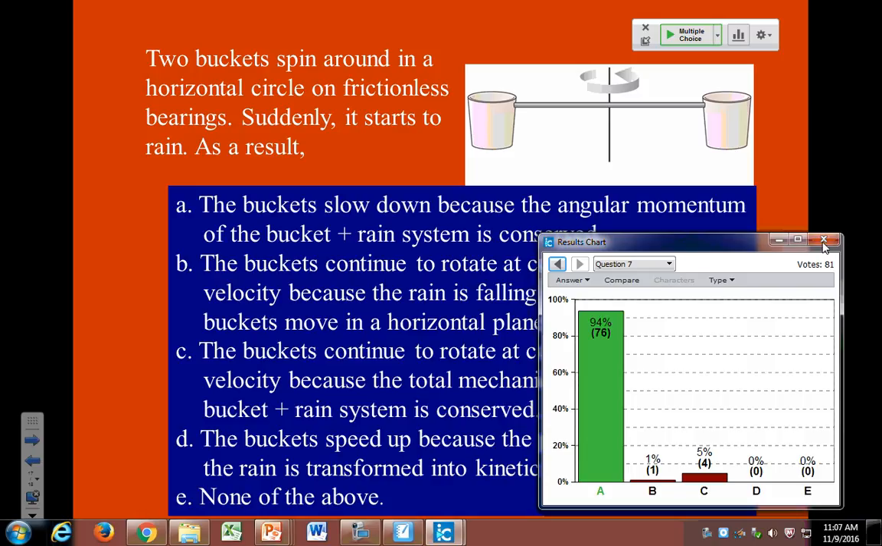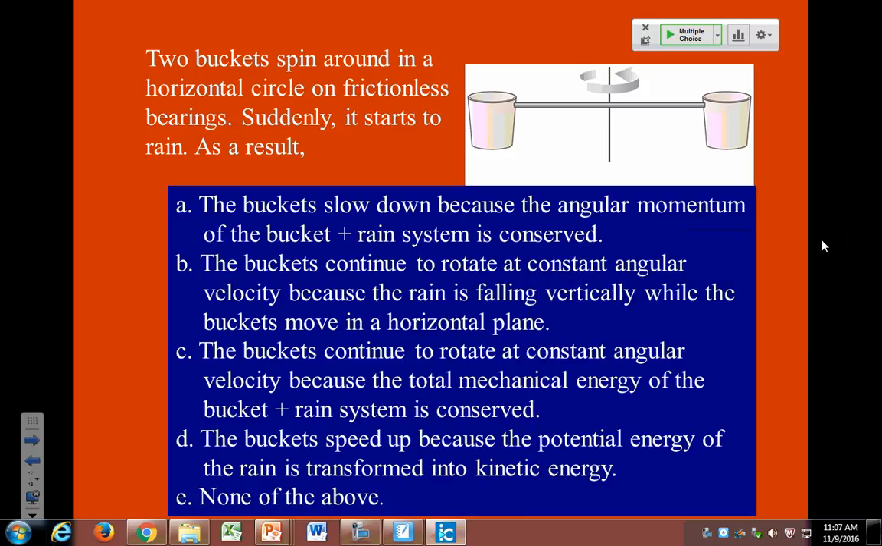The mass in the buckets is increasing because water is falling into them, and so the bucket is going to slow down. Now make sure that the reasoning is correct, because the angular momentum of the system is conserved. And that is true, and that is the reason. The angular momentum remains the same, so if the moment of inertia goes up, the angular speed has to go down. It's good practice for the MCAT too, you pre-med folks, that often they'll have questions that have not only the incorrect or correct answer, but also the reasoning as to why you chose the answer. So just be aware of that.